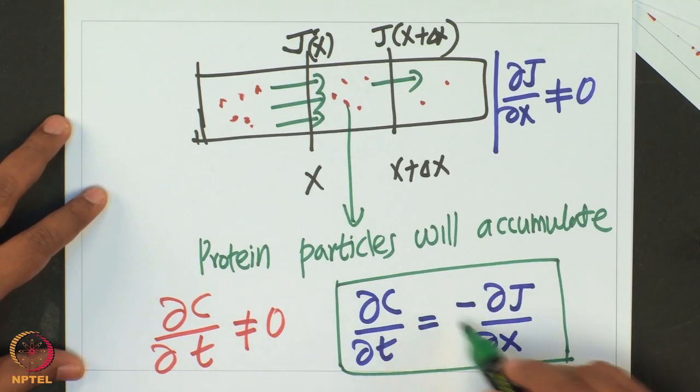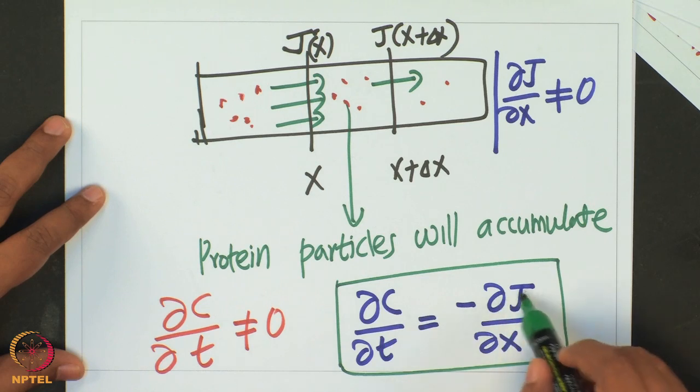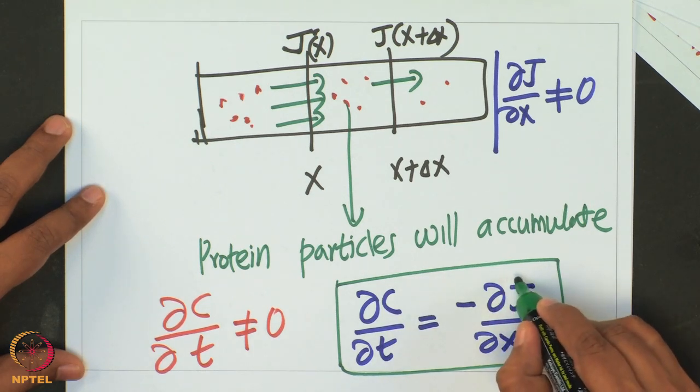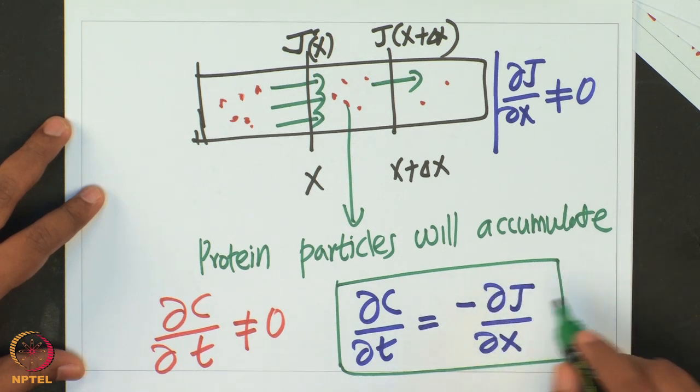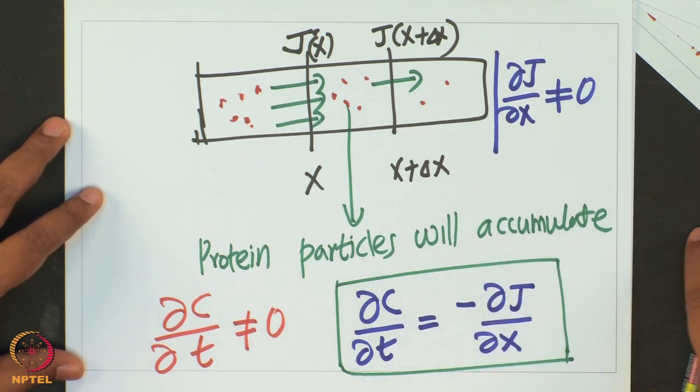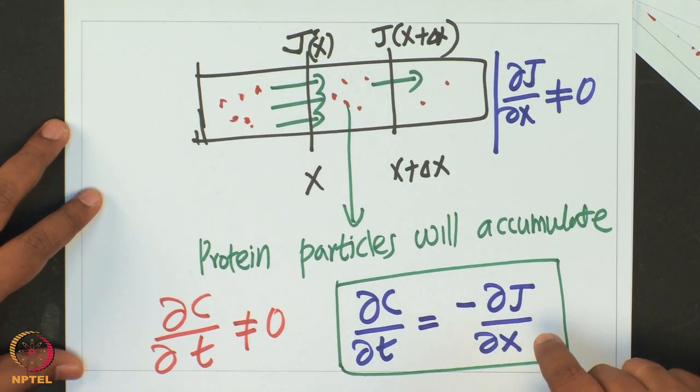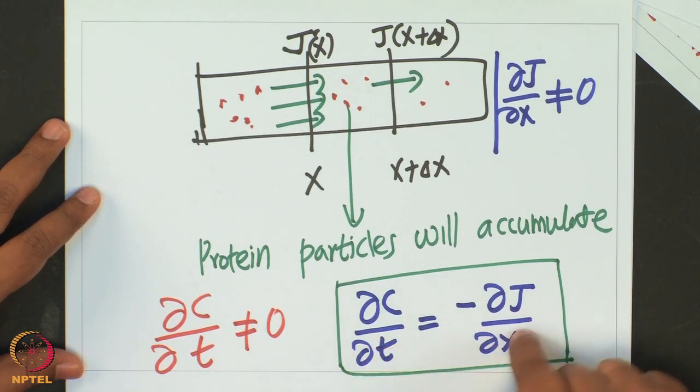So this is the magnitude. We will worry about the direction later. J is a vector, and I only want to put the magnitude here, so we will worry about the direction later. So this is the magnitude, and now let us think about this a little bit more carefully. What does this mean? What is this del J by del X?